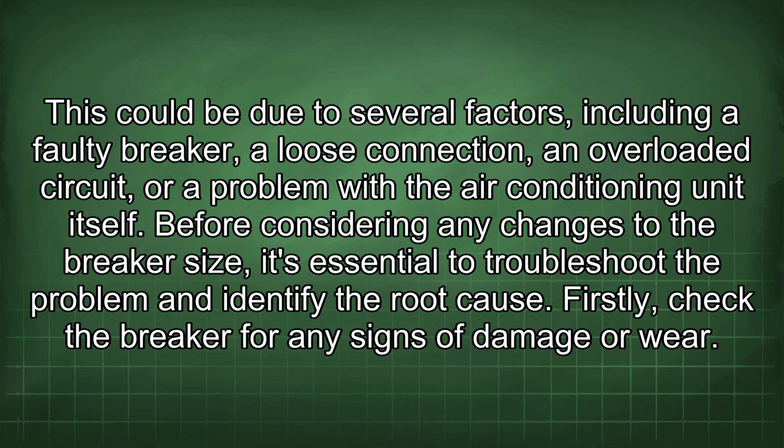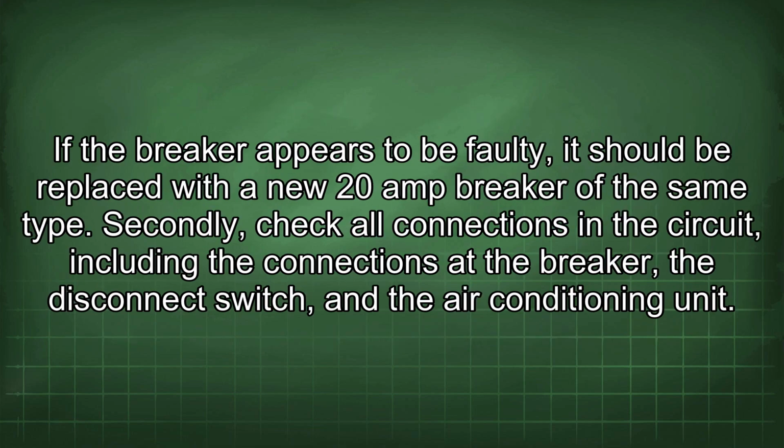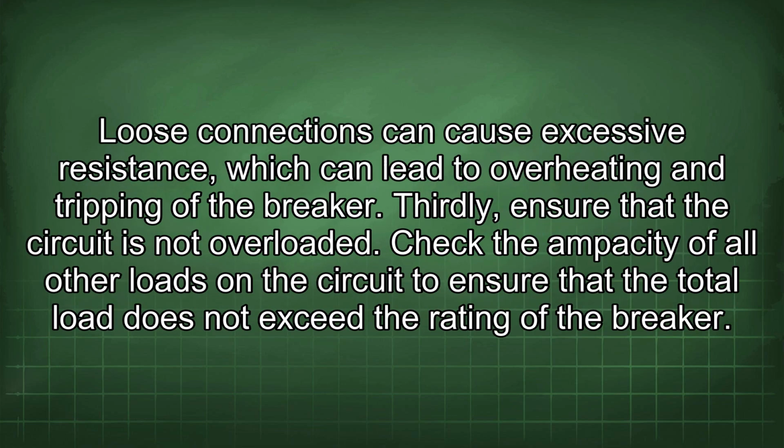Firstly, check the breaker for any signs of damage or wear. If the breaker appears to be faulty, it should be replaced with a new 20 amp breaker of the same type. Secondly, check all connections in the circuit, including the connections at the breaker, the disconnect switch, and the air conditioning unit. Loose connections can cause excessive resistance, which can lead to overheating and tripping of the breaker.